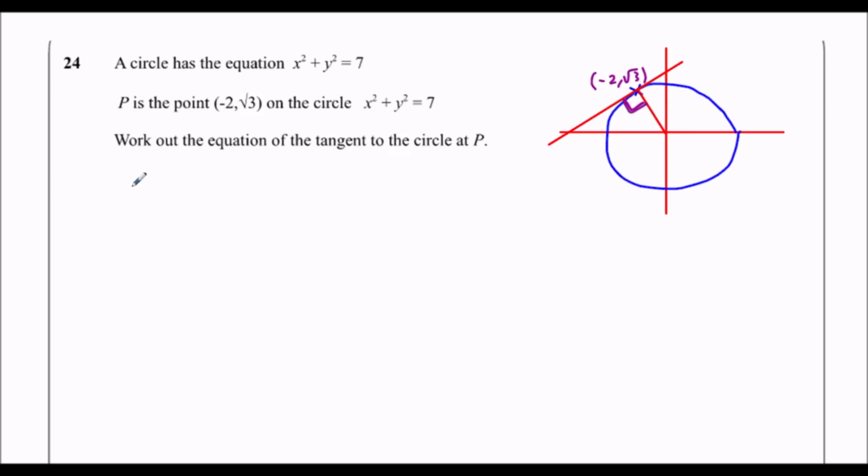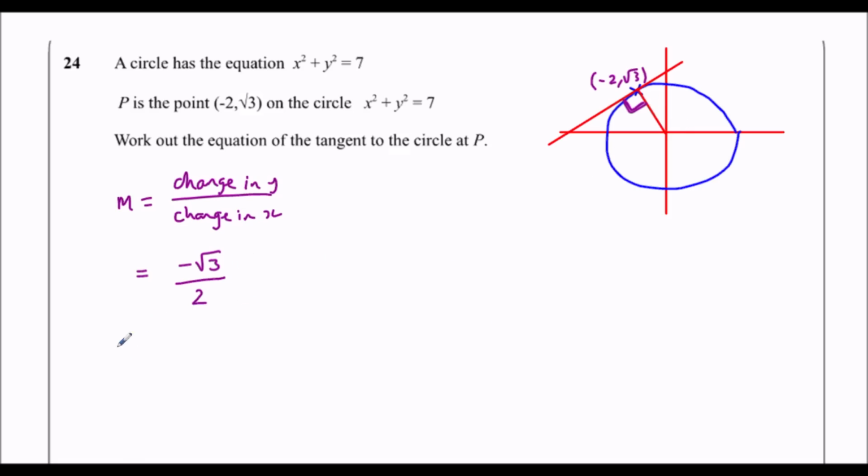So the gradient is the change in y divided by the change in x. So from our point P here to the center, what's the change in y? It's gone from root 3 to 0. So it's gone down by root 3, negative root 3. And the change in x has gone from -2 to 0, so it's gone up 2. So it's negative root 3 over 2. That's the gradient of the radius.